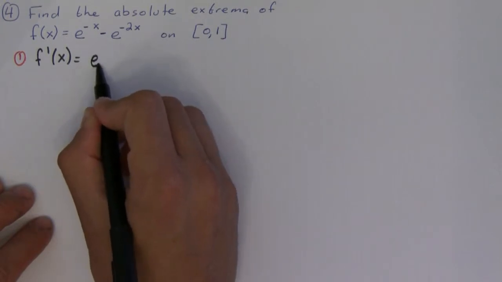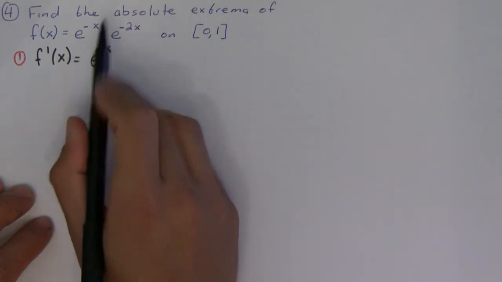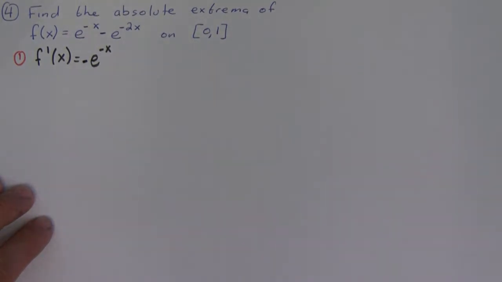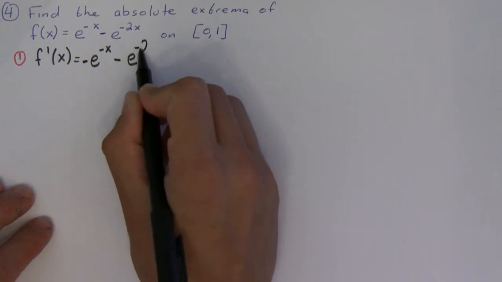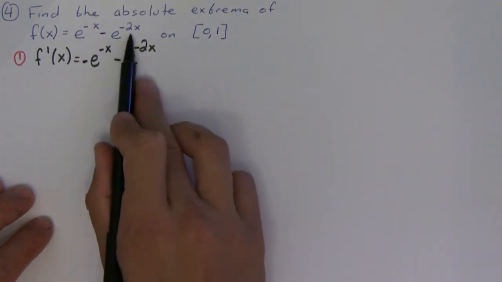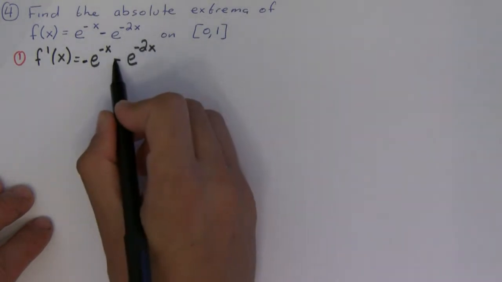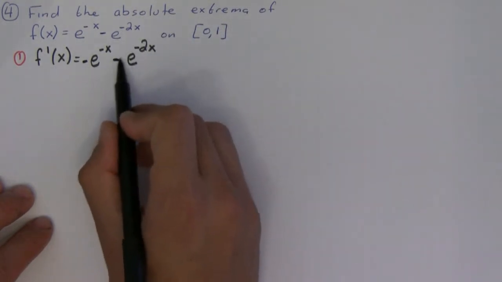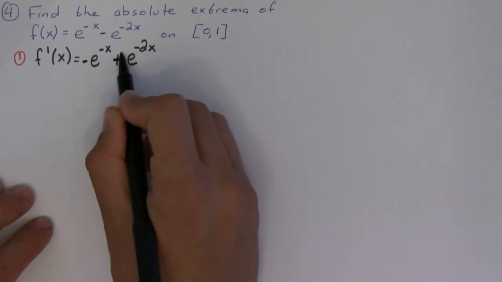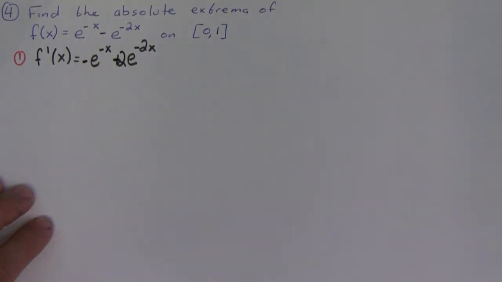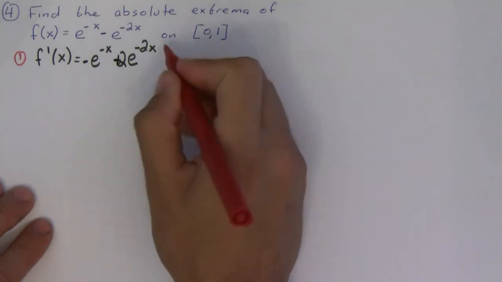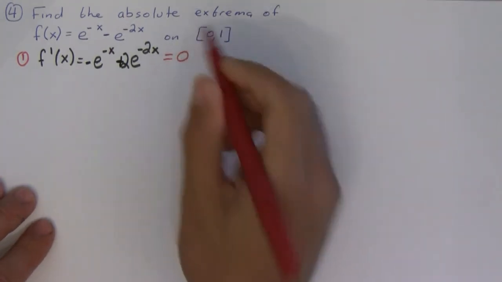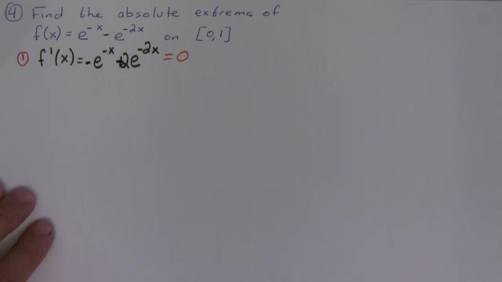here we would have e to the negative x times the derivative of the top, which is -1, so I'll just put it in front, and then minus e to the -2x times the derivative of the top this time is -2, and so if I multiply it by out here on in front, this would turn it into a +2. Okay, so this is my derivative, and we know that this function is never undefined, so we just need to find where this function is equal to 0.